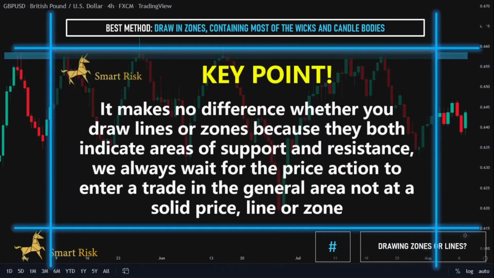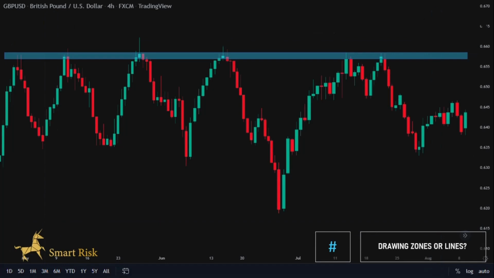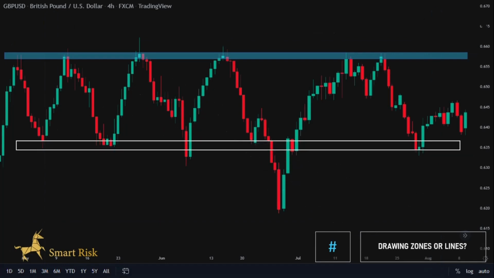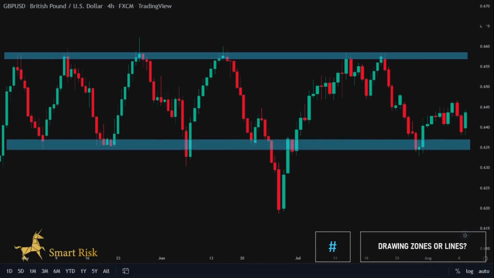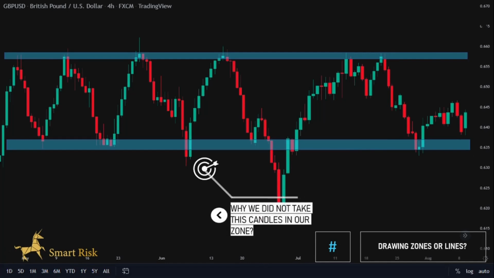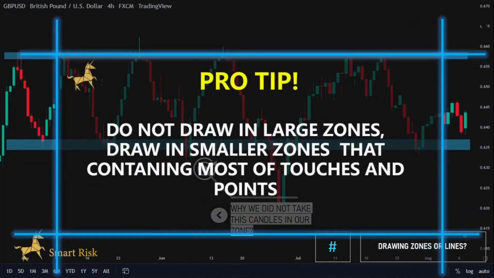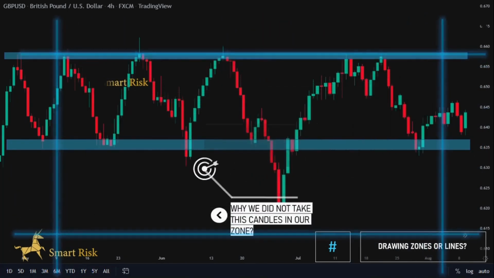It makes no difference whether you draw lines or zones because both indicate areas of support and resistance, meaning we always wait for the price action to place a trade in the general area, not at a solid price, line or zone. So moving on down, we spot this level here, we draw in a zone like this. And you are probably wondering why we did not take these candles into our zone. So here is a pro tip: do not draw in a large zone that can get you confused. Draw in smaller zones that contain most of the touches and points.